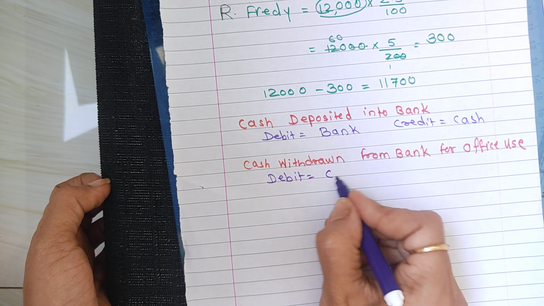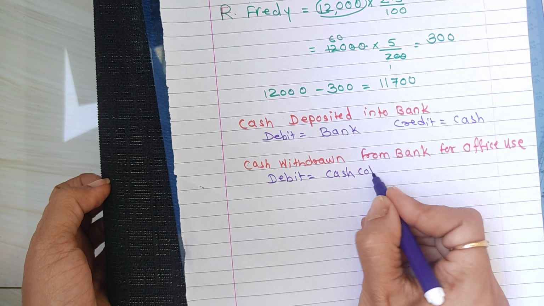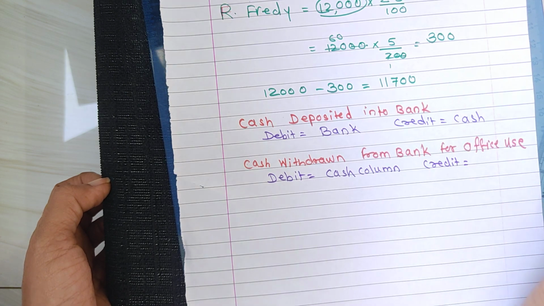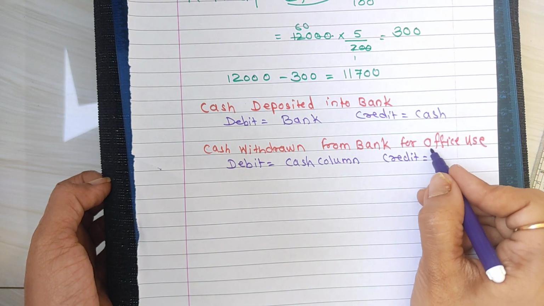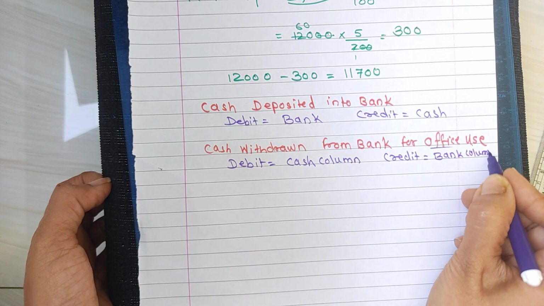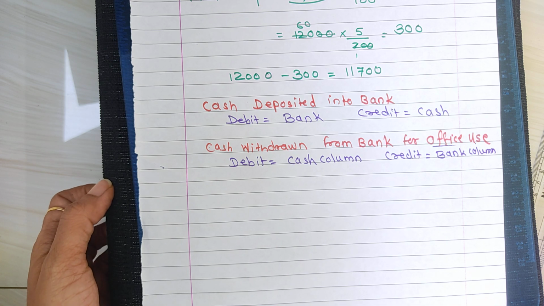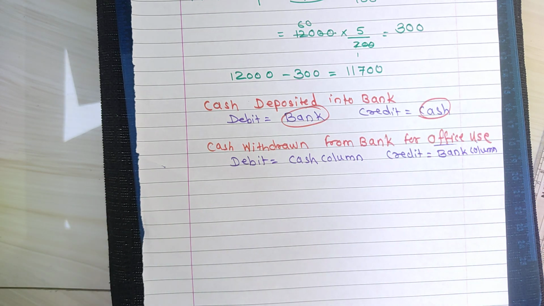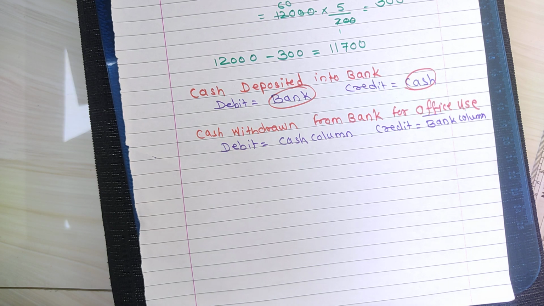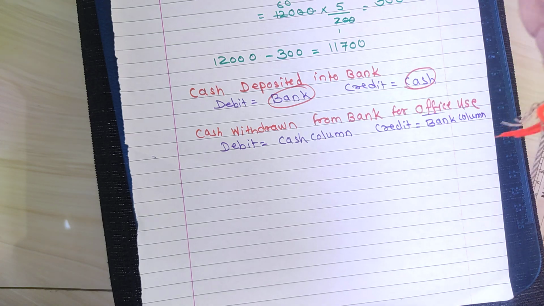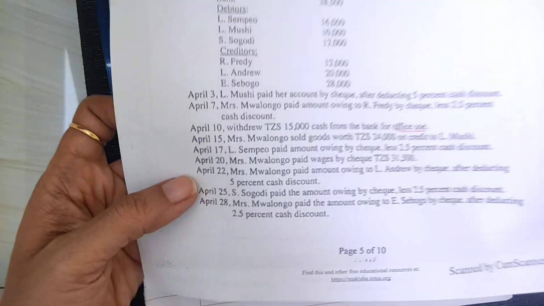So the debit will be the cash column in the cash book, and credit will be from whom we are withdrawing? From the bank. It is for office use, so the credit will be the bank column. So here in the same books of account, both cash and bank are in the same book. So it is known as contra entry. Means in the same book the entry is coming on both sides. One is on the debit side, one is on the credit side in the same book. So now here read again what is given.